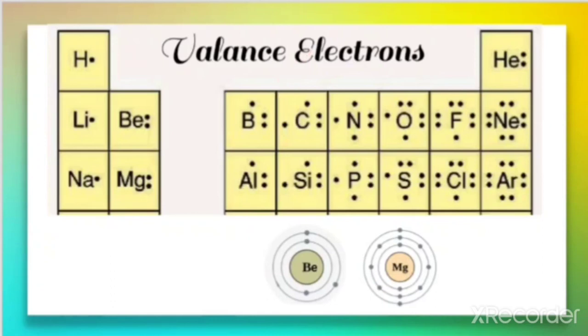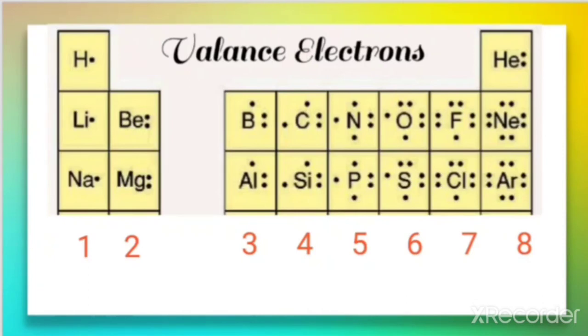So look here, how easy this is to remember. The valence electron will be in this order. That is 1 for hydrogen, lithium and sodium, 2 for beryllium and magnesium, 3 for boron and aluminium, 4 for carbon and silicon, 5 for nitrogen and phosphorus, 6 for oxygen and sulfur, 7 for fluorine and chlorine, 8 for helium, neon, argon.